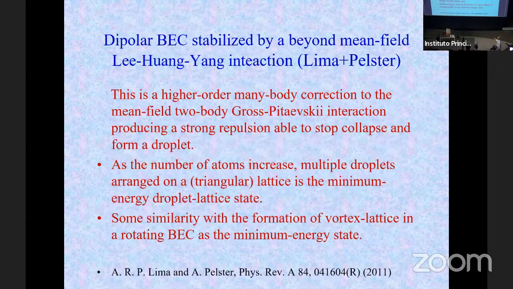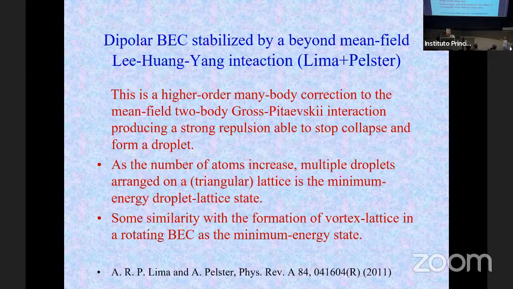So dipolar BEC is stabilized by beyond mean field correction, because the Gross-Pitaevskii equation is true in the very weak coupling limit when the gas parameter, scattering length times density to the power 1/3, is very small. But if it is large, then other higher order quantum corrections are important. And one of these lowest quantum corrections was calculated by Lee-Huang-Yang a long time back in the 1960s. And this is repulsive, strongly repulsive. So at short distance, it can stop the collapse.